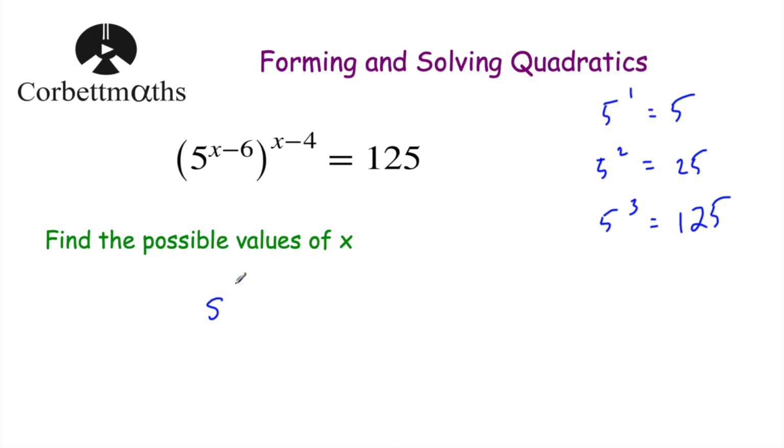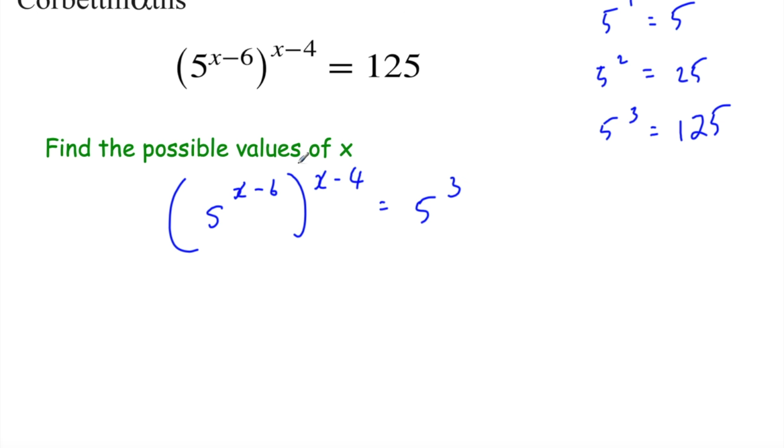So we've got 5 to the power of x minus 6, close brackets, to the power of x minus 4 is equal to 5 cubed. Now what we're going to do is look at the fact here we've got a power of a power, and we would times the two powers together.